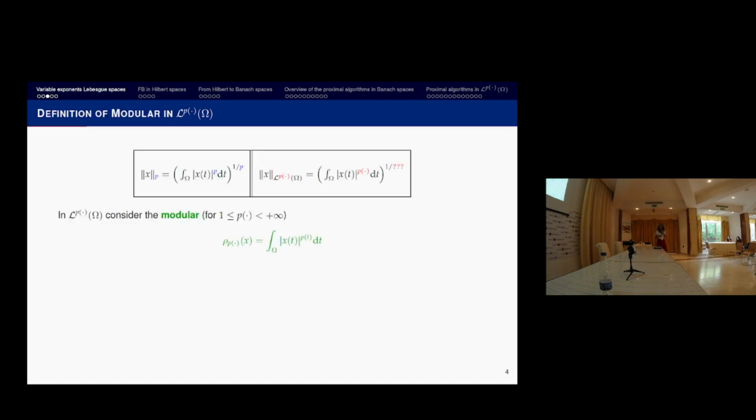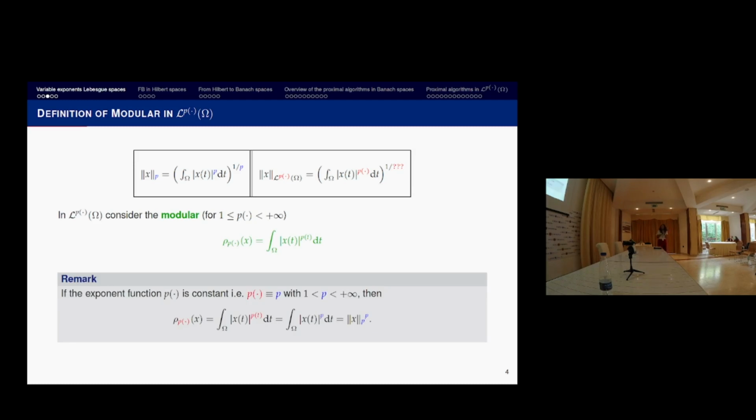The first problem is to solve the definition of the norm. We cannot compute the radical, but we can compute, in both cases, the integral that is inside, and this quantity is called modular, and it is a very important function in the Lebesgue variable exponent spaces. An important remark is that if the variable exponent is constant, the modular coincides with the norm of x to the power of p.